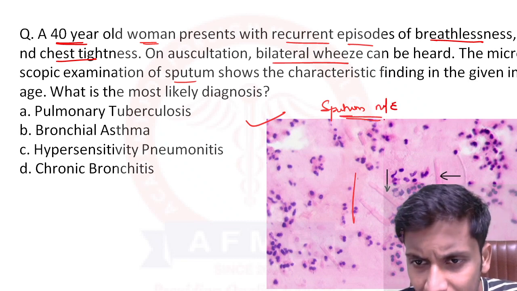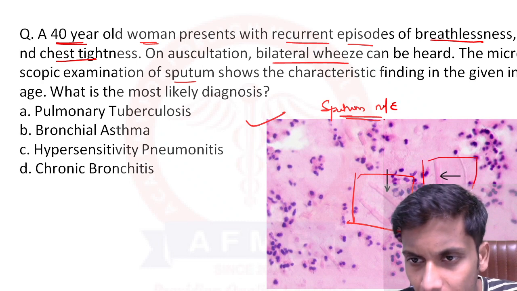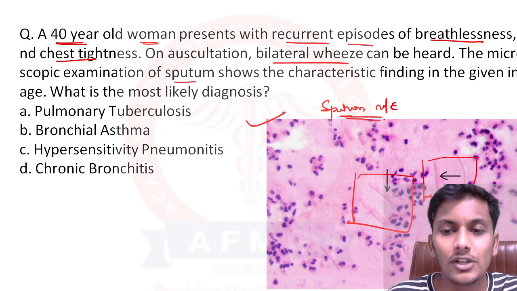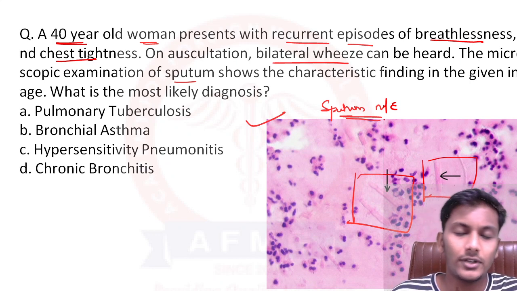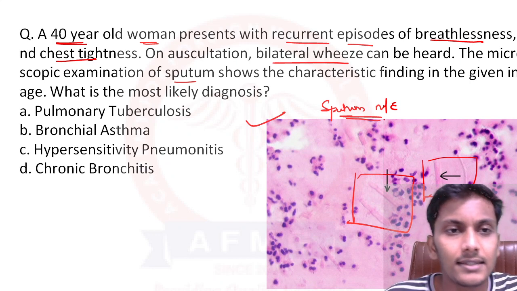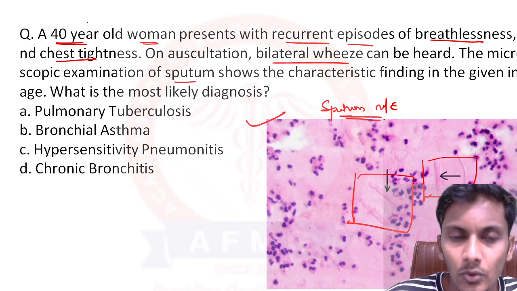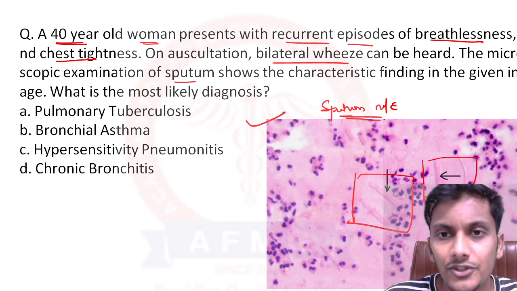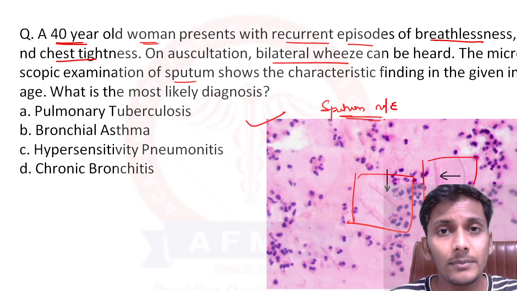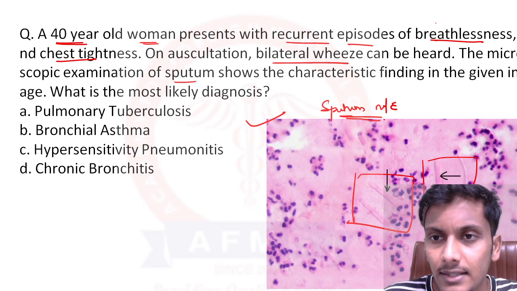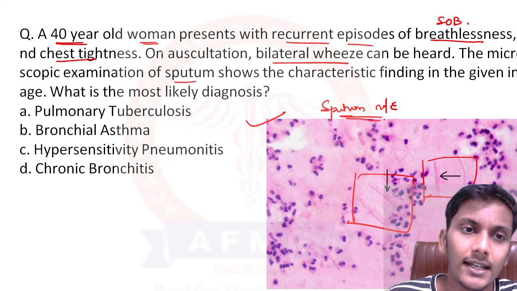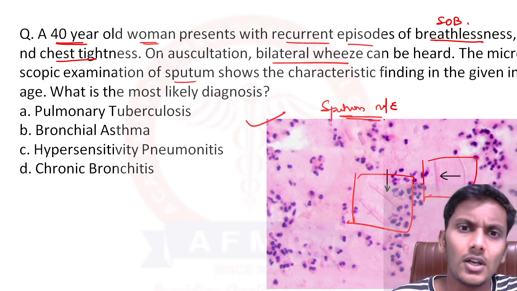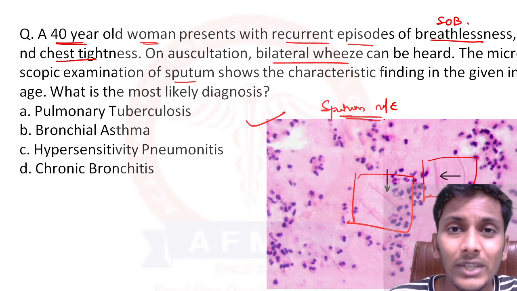What are these black arrows showing us? Please remember, black arrows are showing us some bodies. And what are these bodies? Let's discuss this. This is a classical case of a 40-year-old woman presenting to the emergency with recurrent, that is back-to-back, episodes of breathlessness, that is shortness of breath. There is also chest tightness, which is due to excessive mucus production. On auscultation, bilateral wheeze can be heard.